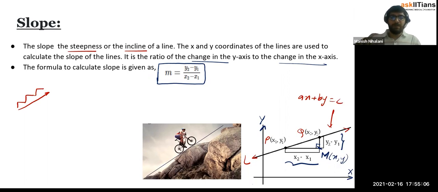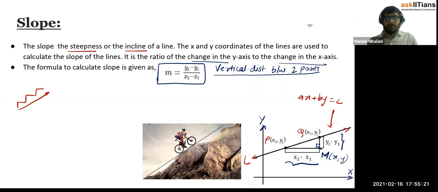Y2 minus y1, that is the vertical distance between 2 points, upon horizontal distance between 2 points. Right, vertical distance between 2 points upon horizontal distance between 2 points, right? So this is about slope, right?